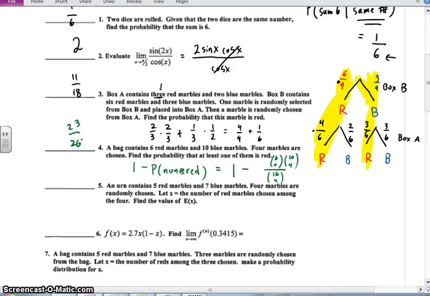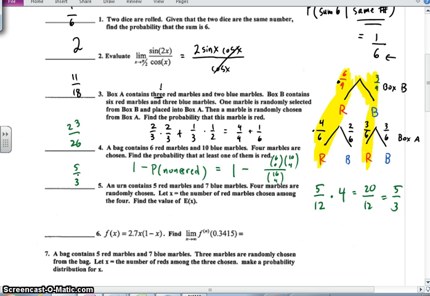So we could make a probability distribution chart and find it that way. But if we think about this, 5/12 of the marbles in the urn are red. We're choosing 4, so I would expect 5/12 of the 4 to be red. So I can find it in this fashion. This is 20/12, which simplifies to 5/3.